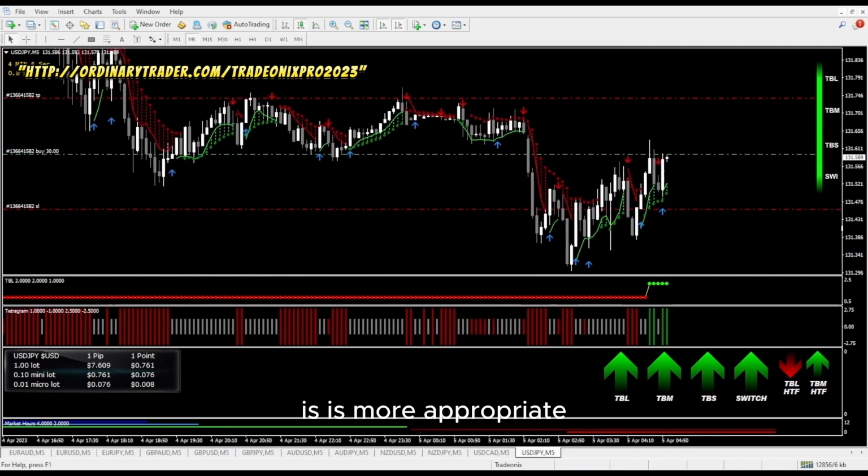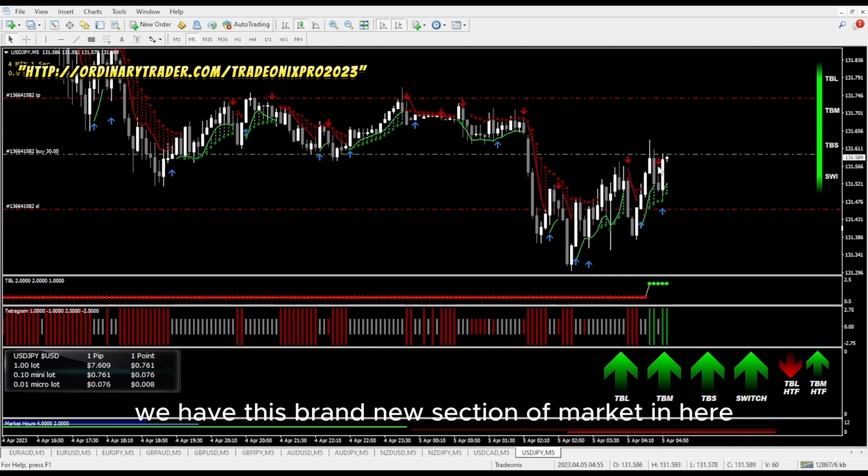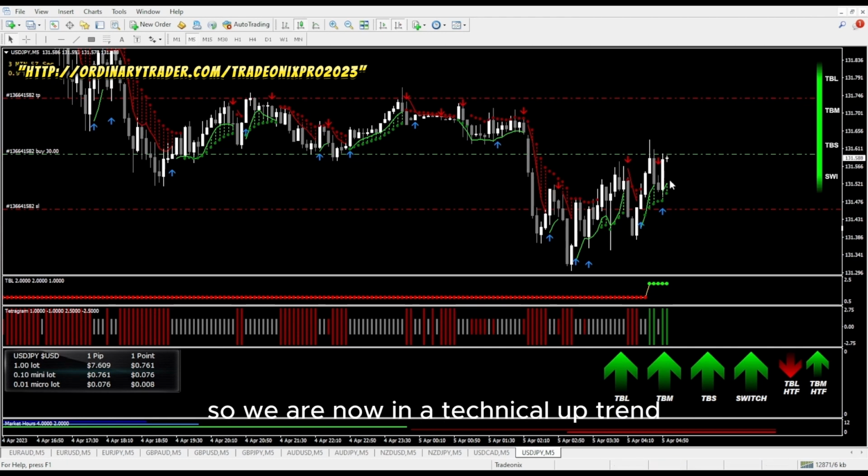This is more appropriate. All right, so the reason for this trade is we have this brand new section of market in here that has turned up. So we are now in a technical uptrend. This indicator here with the green and the red dots is the TBL, and it's green, telling us that the only trades that we should be looking for are the buy trades.